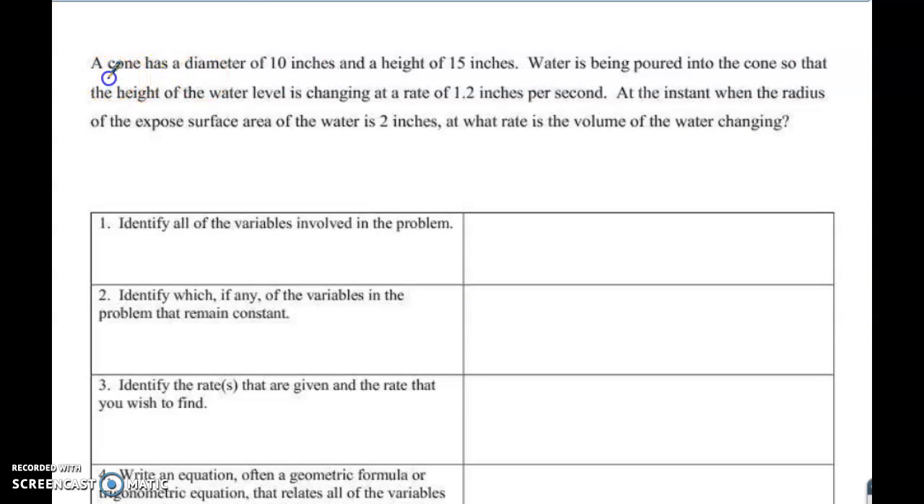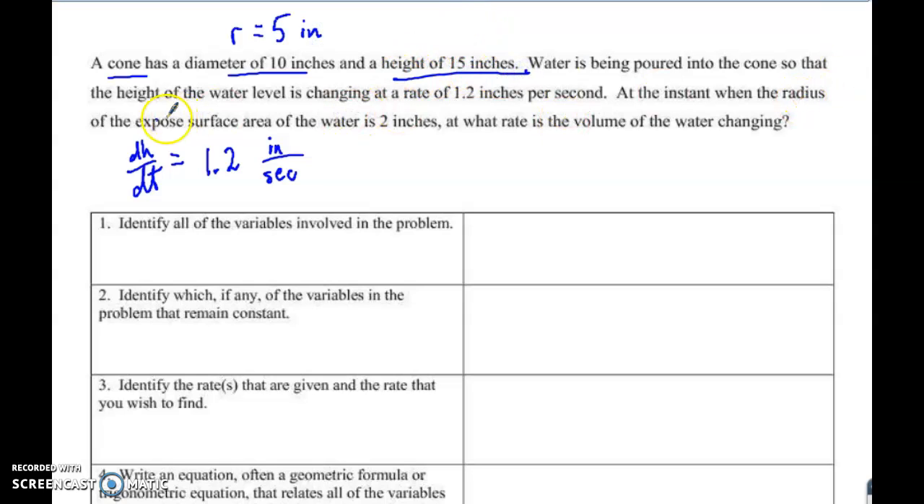So here's another problem. It involves a cone. Its diameter is 10. It might be worth mentioning that its radius is 5 and its height is 15. Water is being poured into the cone so that the height of the water is changing. That tells me that dh dt is 1.2 inches per second. Units are important. Maybe I should have mentioned that up here. Inches, and height is 15 inches.